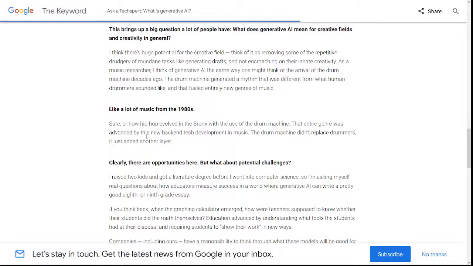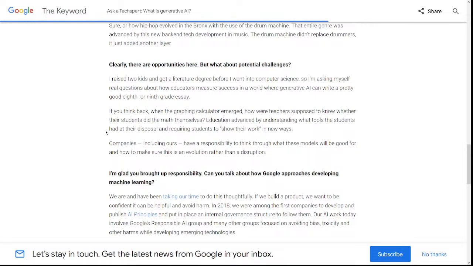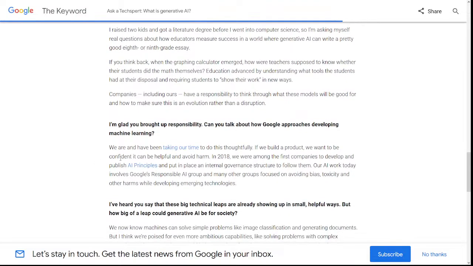Clearly there are opportunities here, but what about potential challenges? I raised 2 kids and got a literature degree before I went into computer science, so I'm asking myself real questions about how educators measure success in a world where generative AI can write a pretty good 8th or 9th grade essay. If you think back when the graphing calculator emerged, how were teachers supposed to know whether their students did the math themselves? Education advanced by understanding what tools students had at their disposal and requiring students to show their work in new ways. Companies, including ours, have a responsibility to think through what these models report and how to make sure this is an evolution rather than disruption.